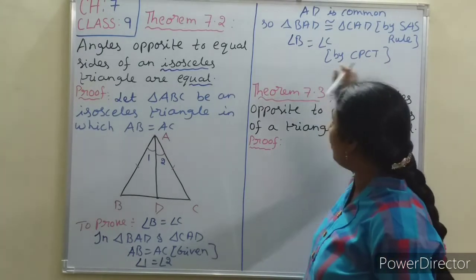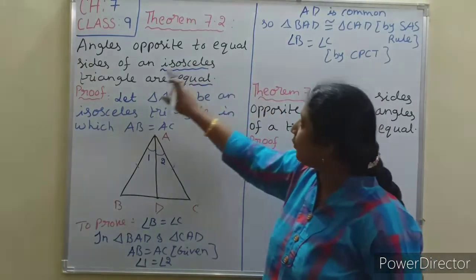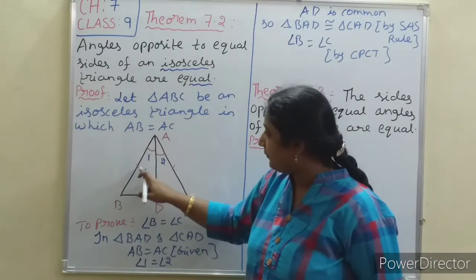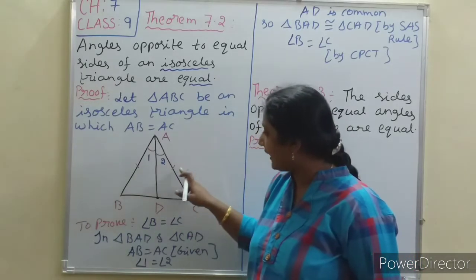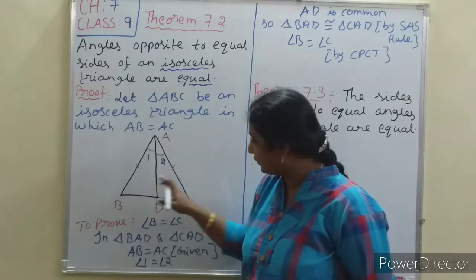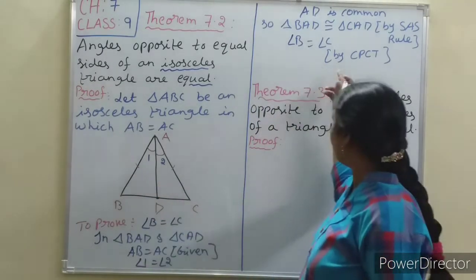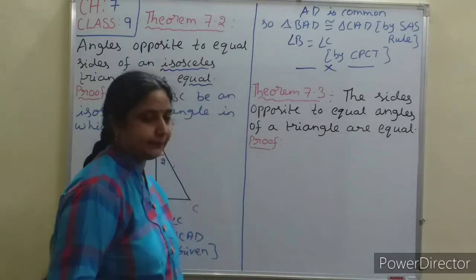Okay children, so here we have proved angles opposite to equal sides of an isosceles triangle are equal. These two are equal sides. Opposite angles of these two equal sides means these two angles. We have to prove these two angles equal. Yes, it is proved. Okay children, now you see theorem 7.3.